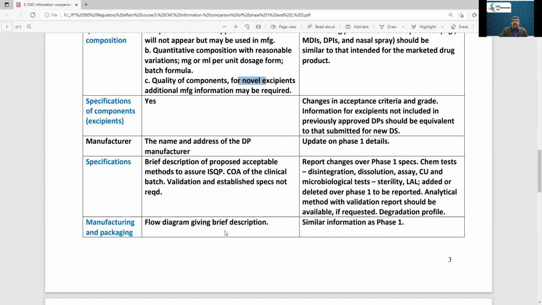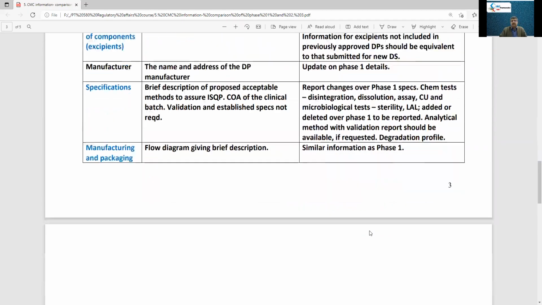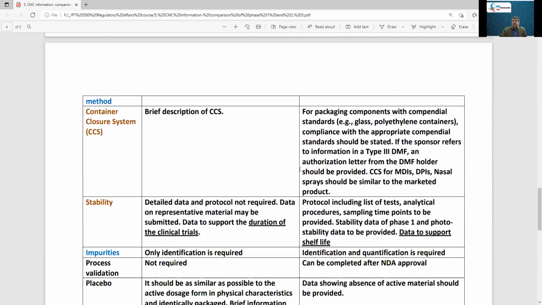So a flow diagram giving a brief description of the manufacturing and packaging should be provided, while in phase 2 and 3 also a similar way of representing the information should be used. Then we come to the container closure system or the packaging system. So in phase 1, a brief description of the CCS should be provided, while for phase 2 and 3, for packaging components with compendial standards, for example, glass, polyethylene containers, compliance with appropriate compendial standards should be stated.